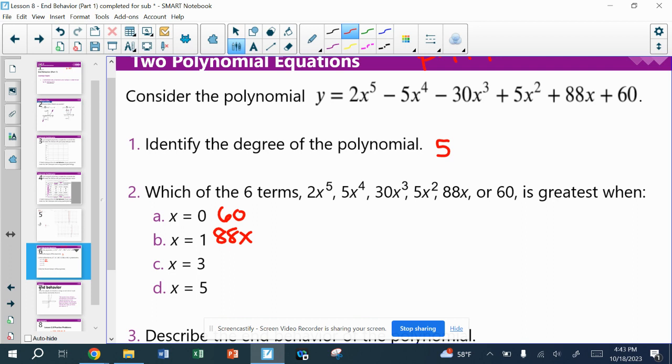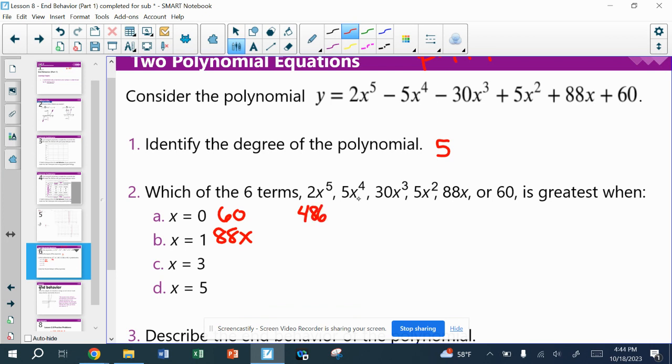When I put in the 3, this one might take a little bit more crunching, a little bit more calculator work, and you can certainly try all of these. When we get bigger numbers, those bigger exponents are going to start to matter more. However, when you substitute in that 3, we're going to get 3 to the 5th power is 243 times 2. This first term would be 486.